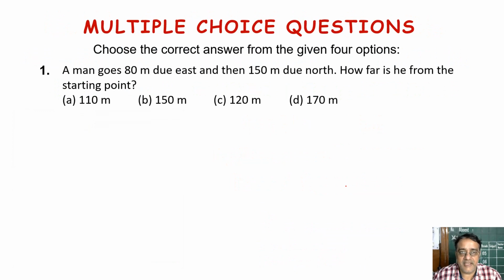A man goes 80 meter due east and then 150 meter due north. How far is he from the starting point? So let us draw the rough diagram. And let's take this as A, right, and this as C. So this is 90 degree and this is 80 meter. Okay, this is 80 meter and this is 150 meter.